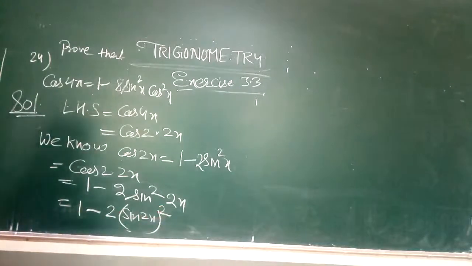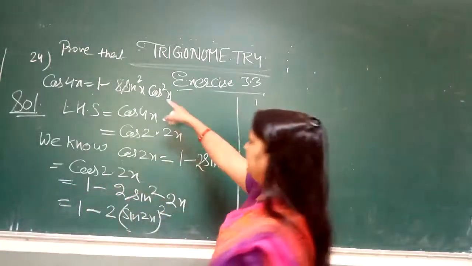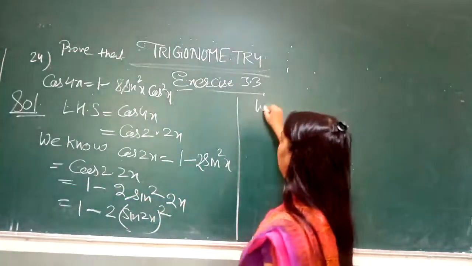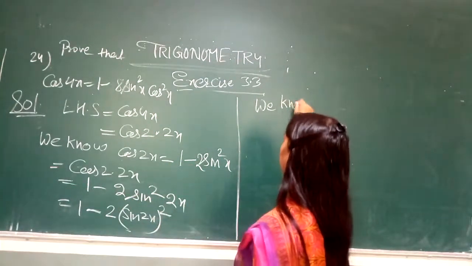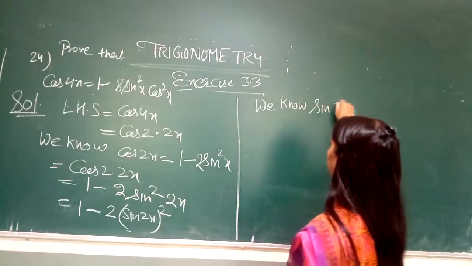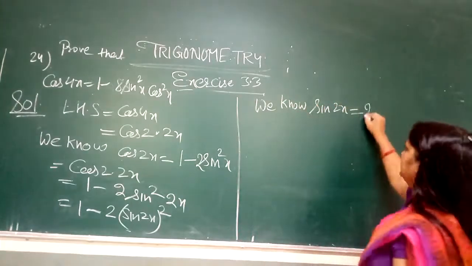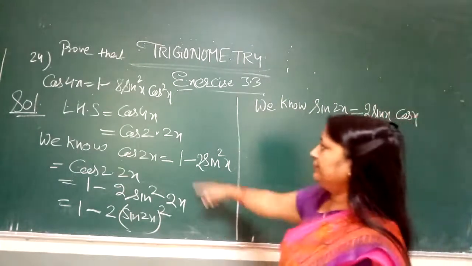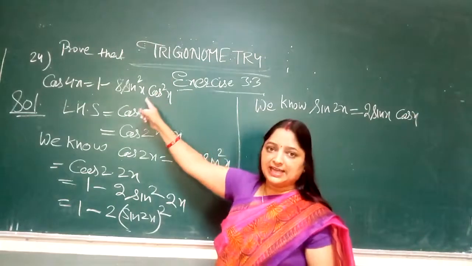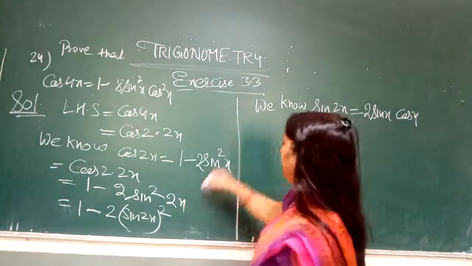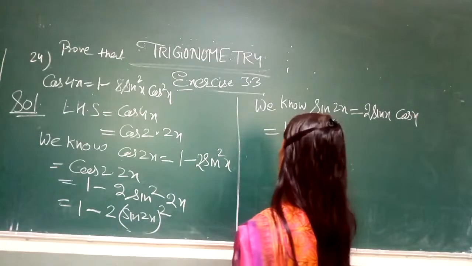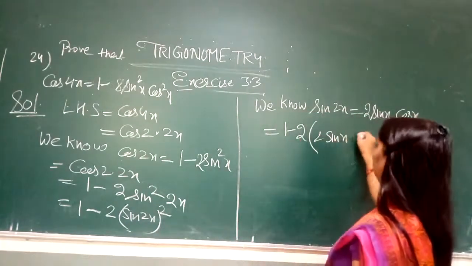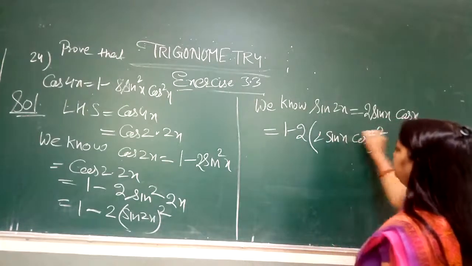And you know the formula here. You can see the right hand side has sin x, but here it is 2x. So we will change this formula. Again we will apply the formula for sin 2x. What is the formula of sin 2x? That is 2 sin x into cos x. Because in the right hand side we have to prove in the form of sin x and cos x. So we will apply here 1 minus 2 into, the formula of sin 2x, that is (2 sin x cos x) whole square.